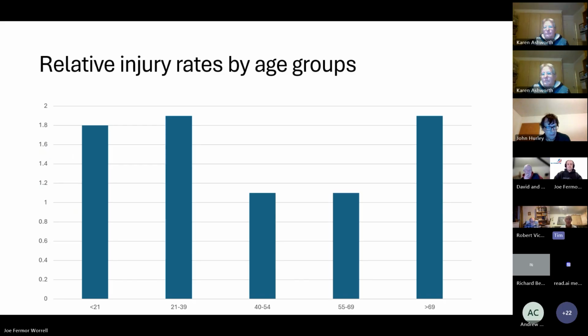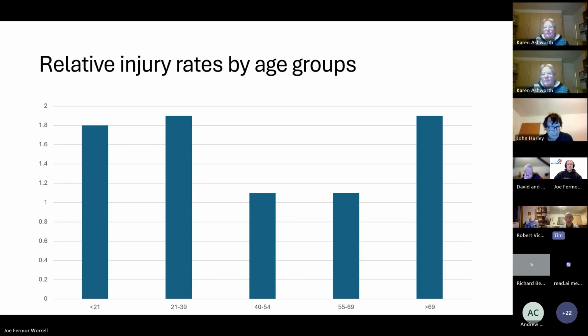Right. I thought this time it would be quite interesting to see what the relative injury rates were for the different age categories. So under 21s, 21 to 39 and greater than 69 were roughly the same, whereas the age categories between those were lower. Again, is that significant? I don't know just yet. We will repeat this at future events when I can get hold of the data and see if that is showing up as being significant.